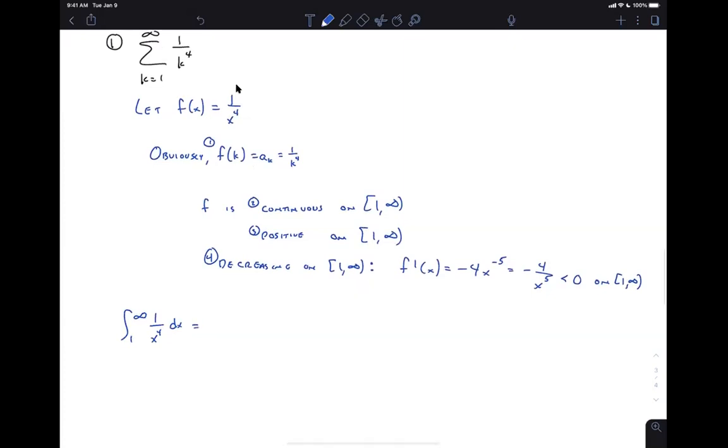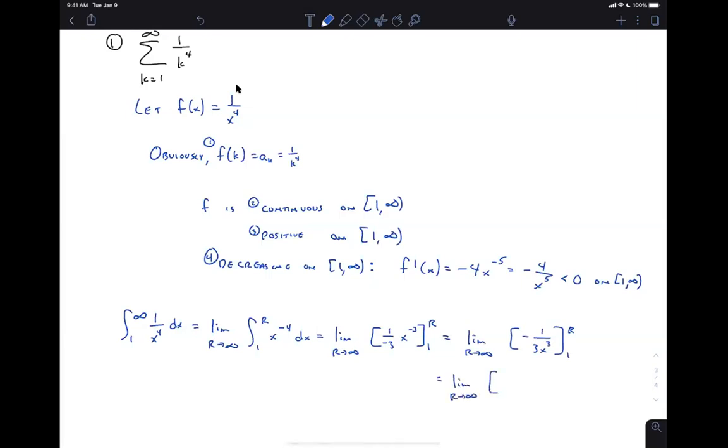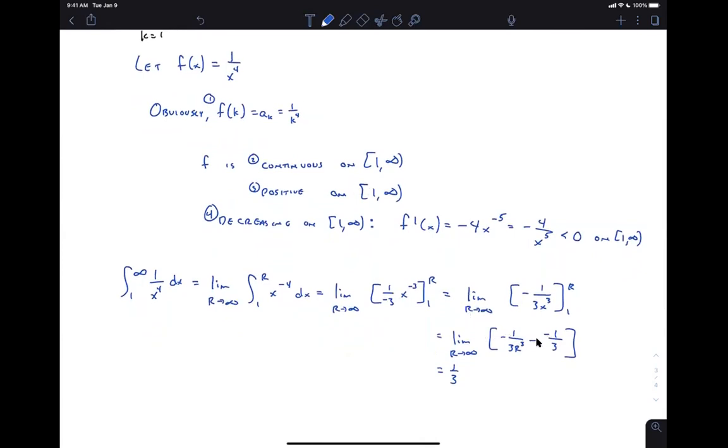So what we do is kind of like what you guys were doing, hopefully, on Monday's video. You say this is the limit as r goes to infinity of the integral from 1 to r of x to the negative fourth dx. That's then the limit as r goes to infinity of 1 over negative 3 x to the negative 3 from 1 to r. That's the limit as r goes to infinity of negative 1 over 3 x to the third from 1 to r. Now you plug in r, plug in 1, and subtract. And the limit as r goes to infinity of that is 0 minus negative a third, which is 1/3.